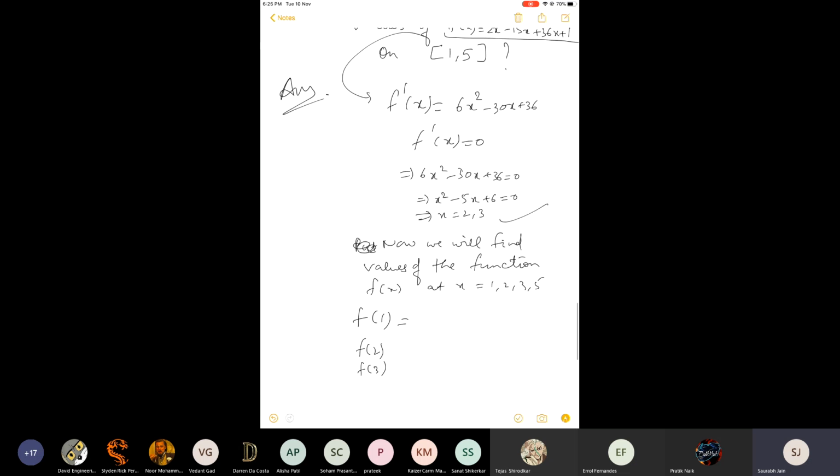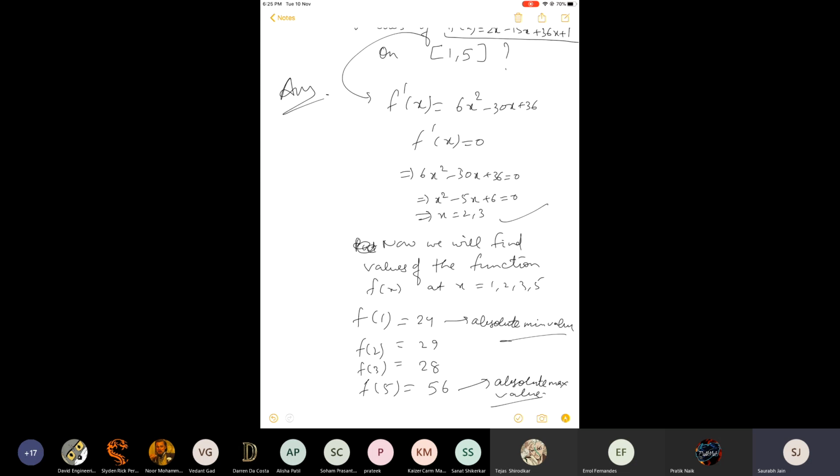I am writing the values directly to save time, and the values will be 24, then 29, then 28 and 56. So now it is very clear that this is the absolute minimum value. And 56 is your absolute maximum value.